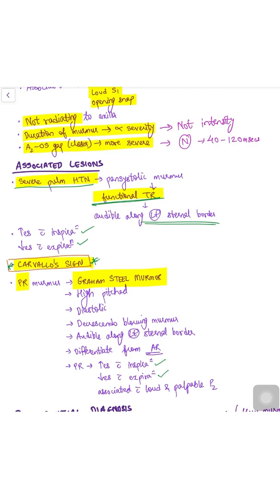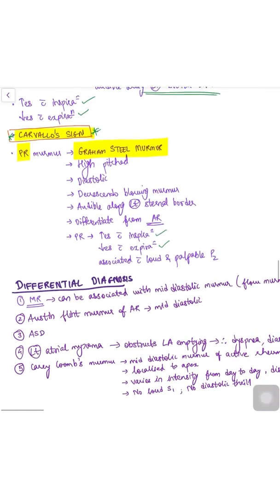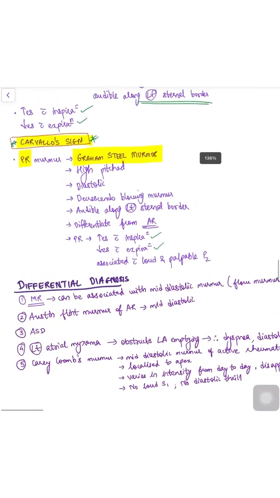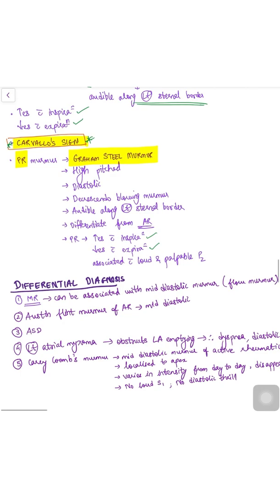What is the differential diagnosis for the mid-diastolic murmurs? So like we saw, mitral stenosis is a mid-diastolic murmur. What are the other murmurs that can be heard in the mid-diastole? MR. Now MR is usually a pansystolic murmur. But now the left ventricle has pushed blood into the left atrium, and from the left atrium this excessive blood is going to flow across a normal mitral valve. Right? That is why it's a flow murmur. So that's why MR can be associated with the mid-diastolic murmur, which is a flow murmur.